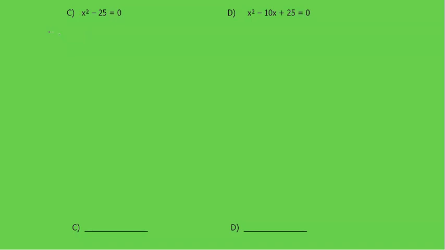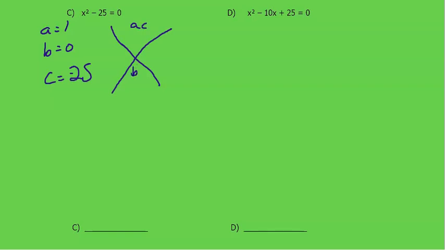On C, let's go ahead and do it using the factoring method. A is 1, B is 0, C is -25. Now we could use the difference of squares formula, but for this example, let's go ahead and just do the x factor method. AC is -25 and B is 0. Let's list out the factor pairs of -25.